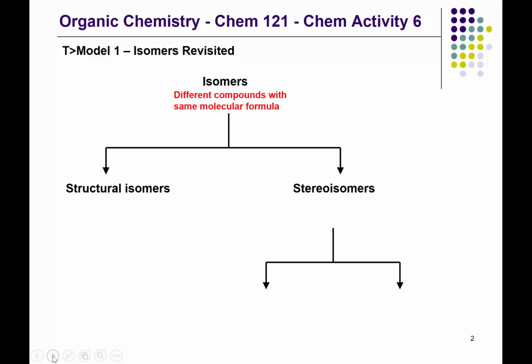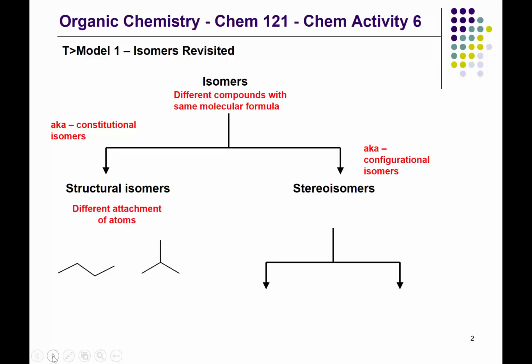Now, unfortunately, there's more than one way of saying this, so we call structural isomers also known as constitutional isomers. And stereoisomers are also known as configurational isomers. Structural isomers have a different attachment of atoms, and a great example is butane compared to methylpropane. Stereoisomers have the same molecular formula, but have a different arrangement in space. Now, we've met diastereomers, and today, in this video, we're going to see enantiomers.